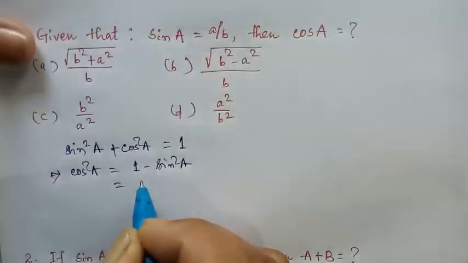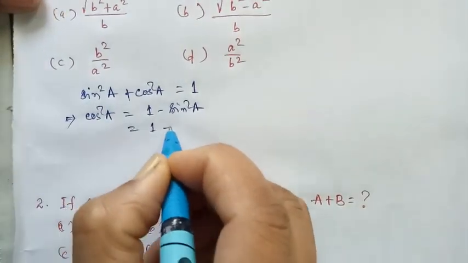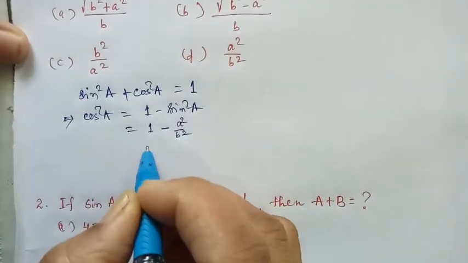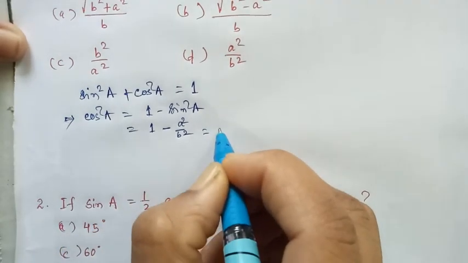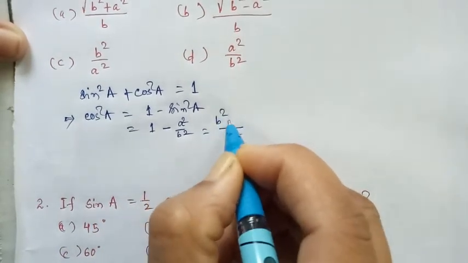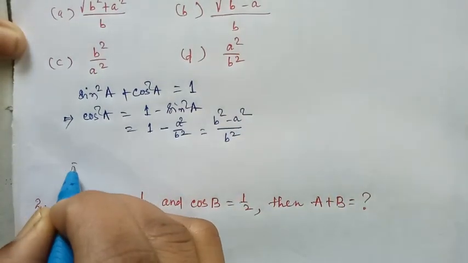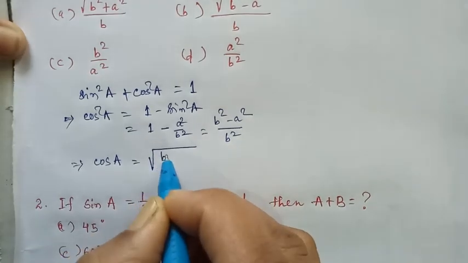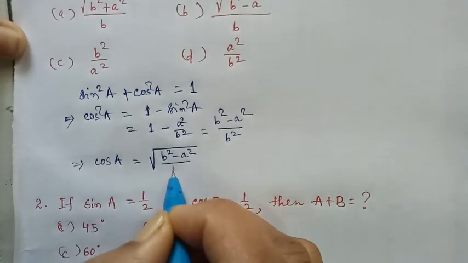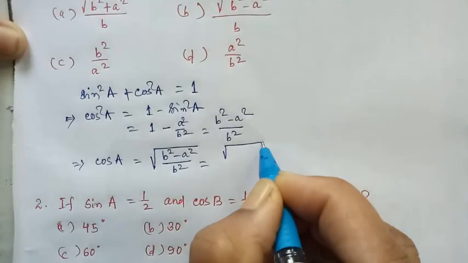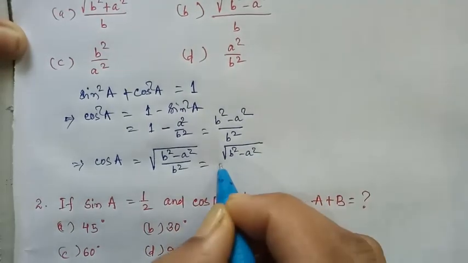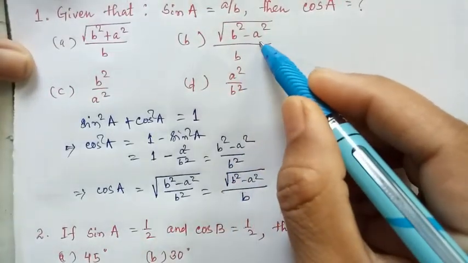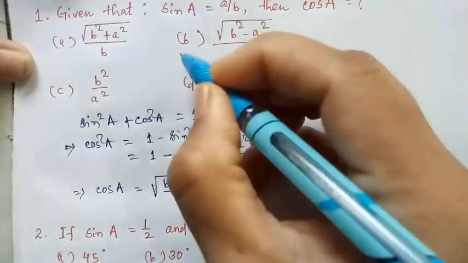That implies 1 minus, sin A is given as A upon B, so it is A square upon B square. Take B square as LCM. So it is B square minus A square upon B square. We have to find out cos A. So cos A is root over of B square minus A square upon B square, that is equal to square root of B square minus A square upon B. Your option B, that is square root of B square minus A square upon B.